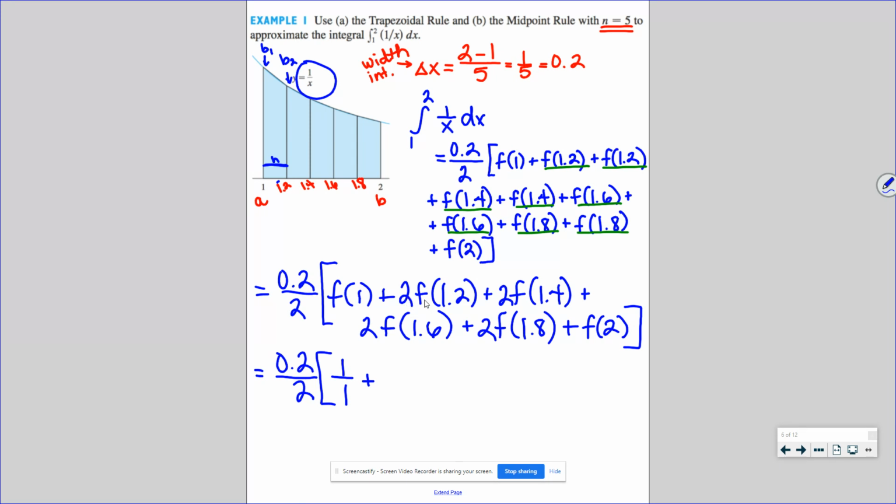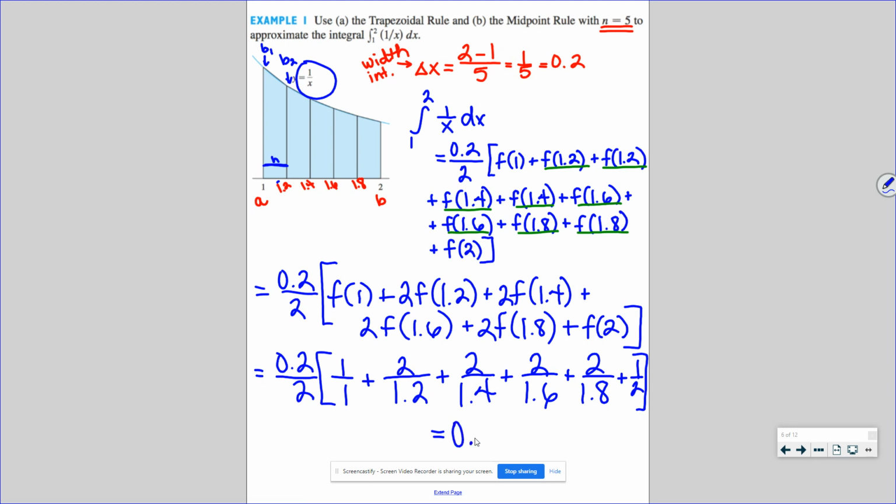If I want to find 2 times f of 1.2, I'm going to take 2 times and plug in 1.2. So I'm just choosing to put the multiplying by 2 part on the top. And you just keep doing this until you've got everything plugged in to your function. And then at this point, I'm just going to let you use a calculator to solve. I've already done that, and I got an answer of approximately 0.696. You can check me on that if you'd like.